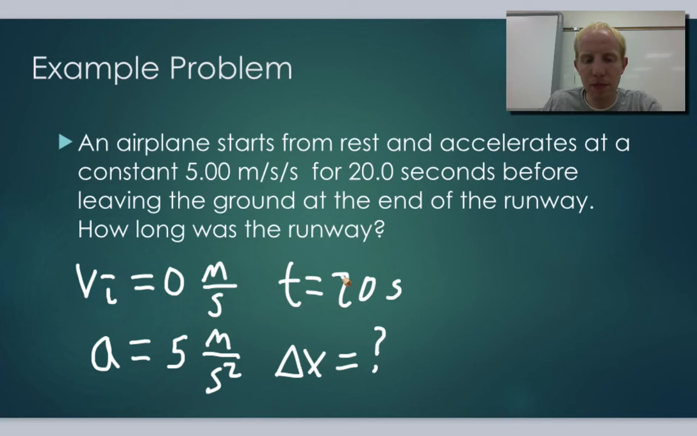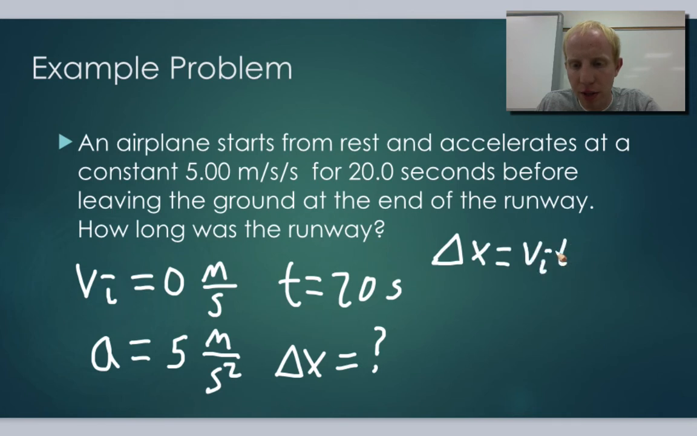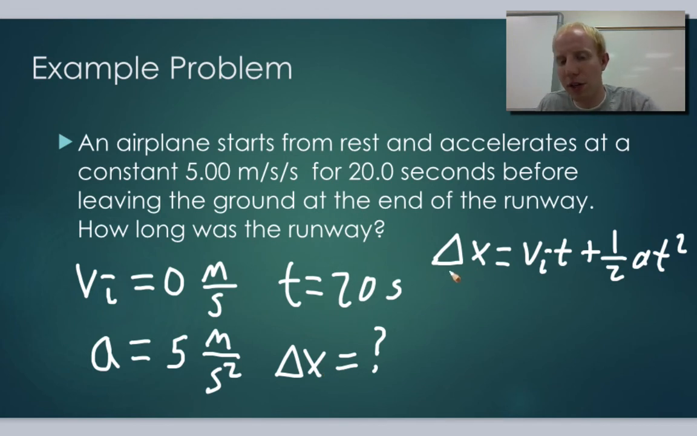Then we look at our equation sheet, at all the kinematic equations that we have, and we say, okay, which one has initial velocity, time, acceleration, and change in x? If you look at that sheet, you'll notice that this equation right here, change in x equals initial velocity times time plus 1/2 at squared, has everything we're looking for. It's got the initial velocity, the time, the acceleration, and change in x. So that's the equation we want to use.